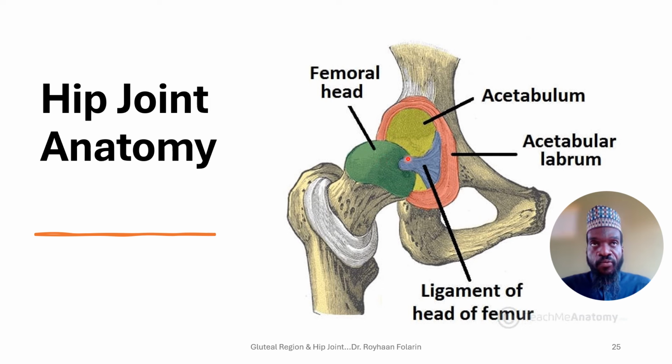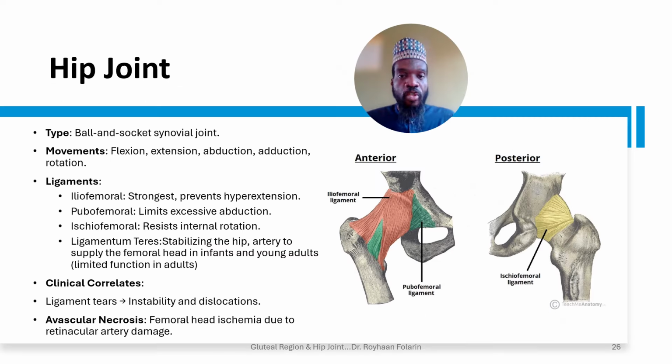Then you have this fovea for the ligamentum teres. The ligamentum teres is also known as the ligament of the head of the femur. And then you have this labrum around the acetabulum, which makes the joint wider, increases the surface area, and increases the catchment of the head of the femur within the acetabulum.